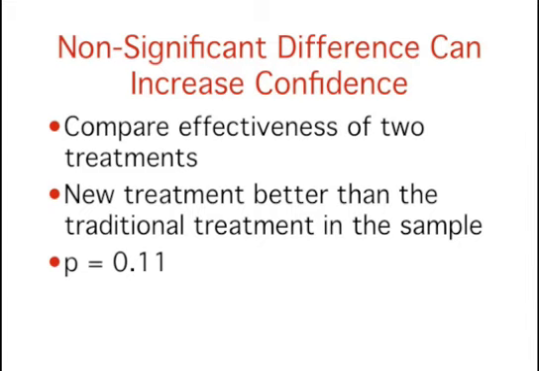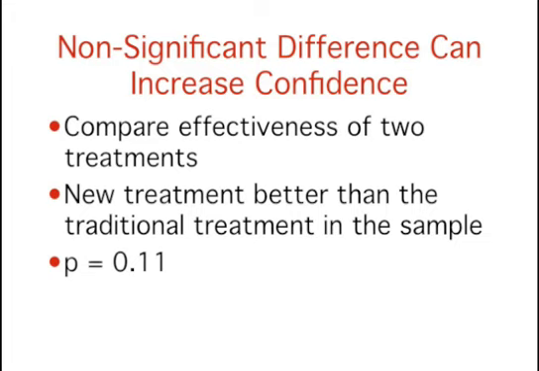Often a non-significant finding increases one's confidence that the null hypothesis is false, and the difference between population means is in the hypothesized direction. Consider the following hypothetical example. A researcher develops a treatment for anxiety that he or she believes is better than the traditional treatment. A study is conducted to test the relative effectiveness of the two treatments. 20 subjects are randomly divided into two groups of 10. One group receives the new treatment, and the other receives the traditional treatment.